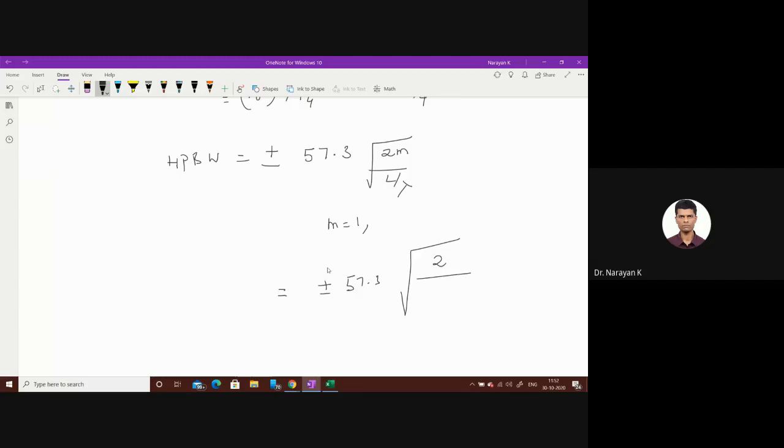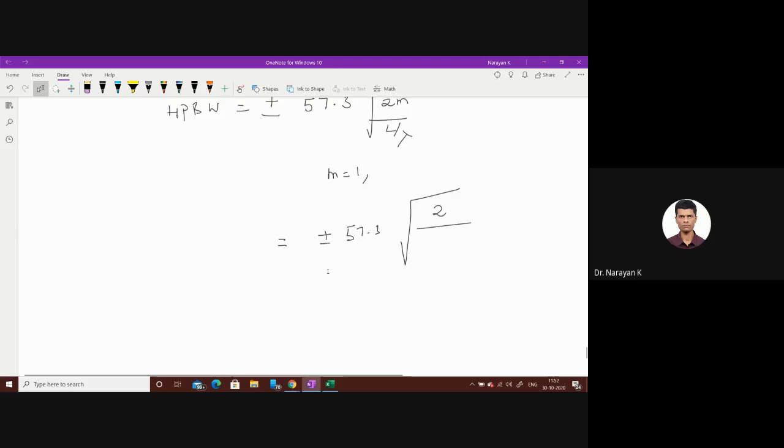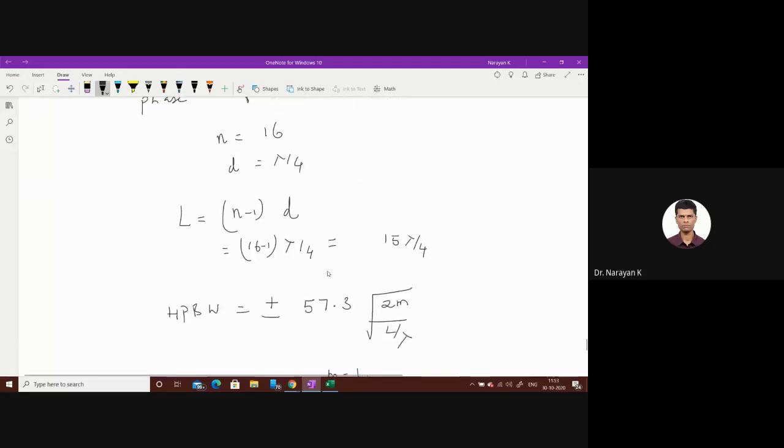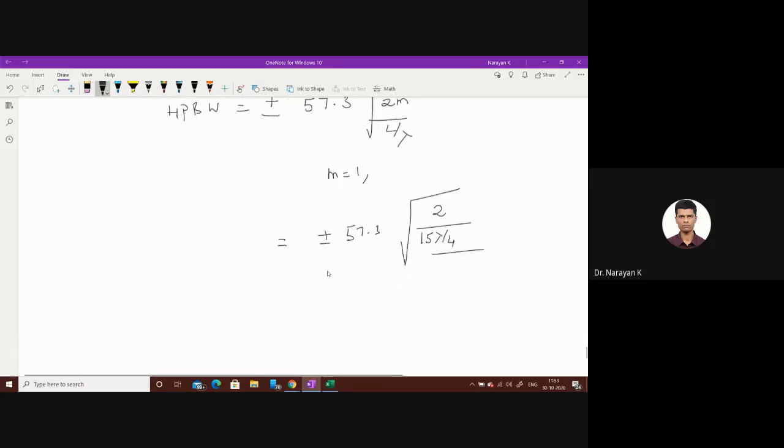What is your value of L? L is 15 lambda by 4. What is your wavelength? Divided by lambda. I will write lambda as lambda itself. So what will this be now?